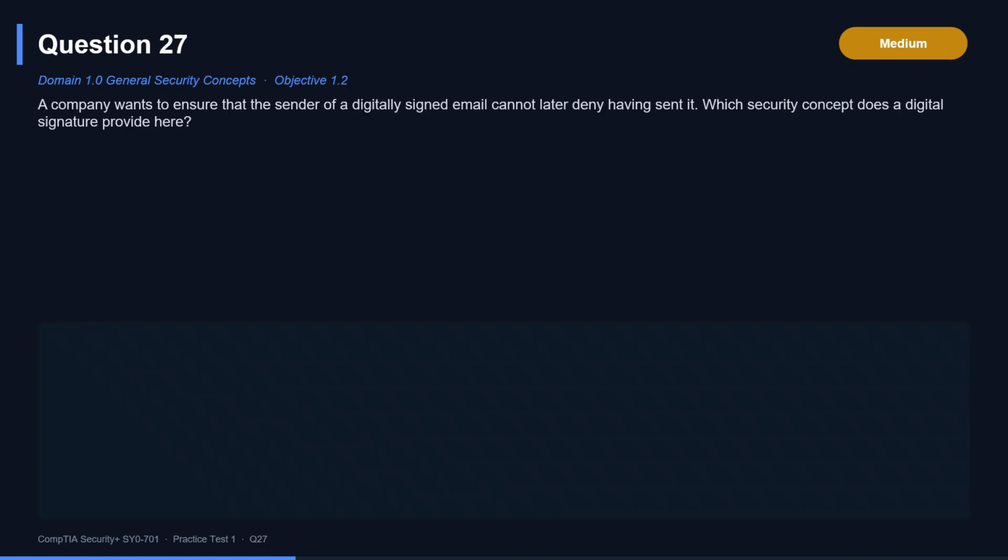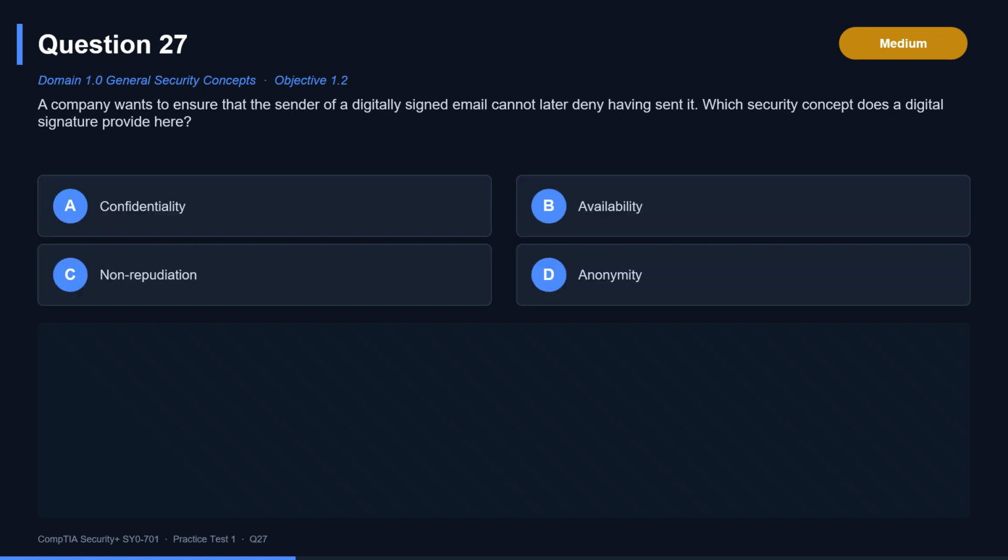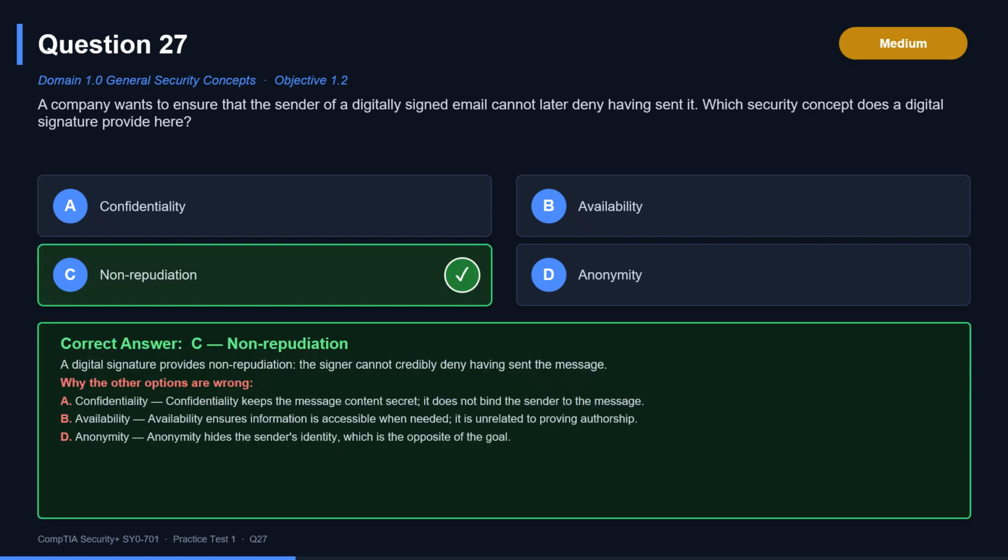Question 27. A company wants to ensure that the sender of a digitally signed email cannot later deny having sent it. Which security concept does a digital signature provide here? The correct answer is C, non-repudiation. A digital signature provides non-repudiation. The signer cannot credibly deny having sent the message.